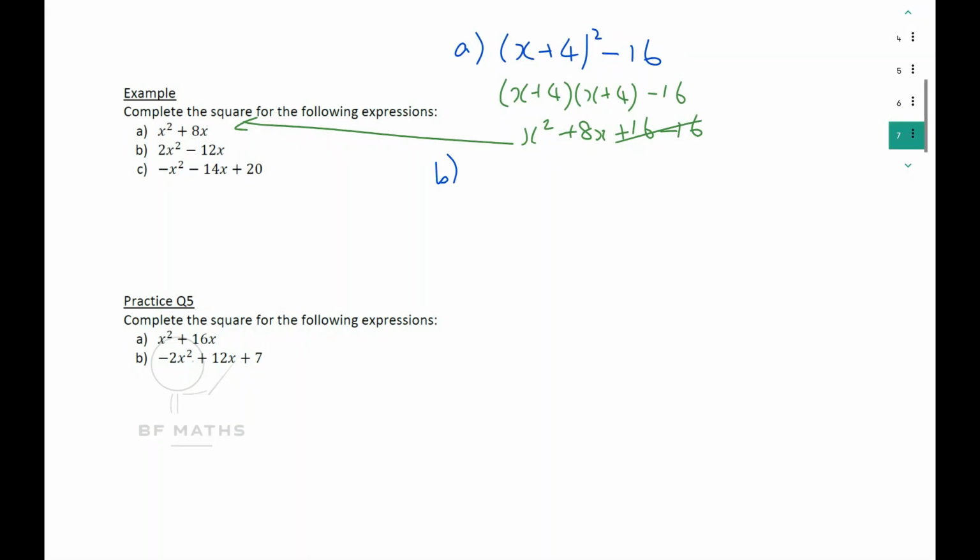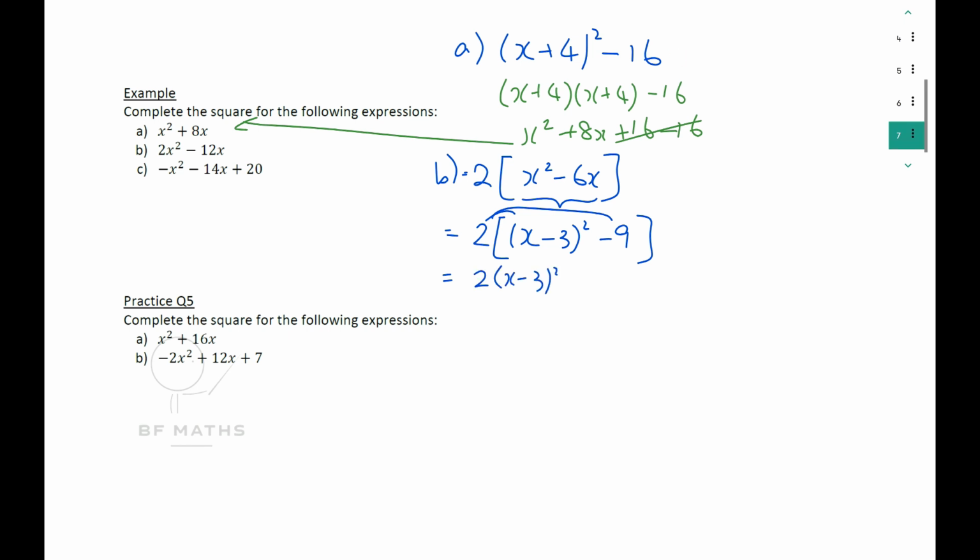Part B. To complete the square for this one with the coefficient in front of x squared, we first have to factorize it out. So 2 and then x squared minus 6x. Next, we can complete the square in here. Bear in mind that anything we do to complete the square is within the square bracket. So half of minus 6 is minus 3, and then subtract that 3 squared, which is 9. Then we have to expand the bracket, put the 2 back in. So 2 times x minus 3 squared minus 9. 2 times minus 9 is minus 18.